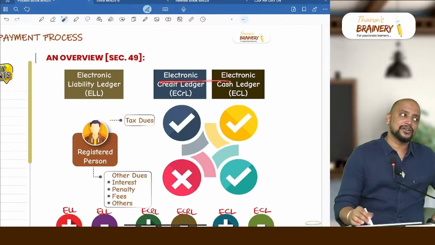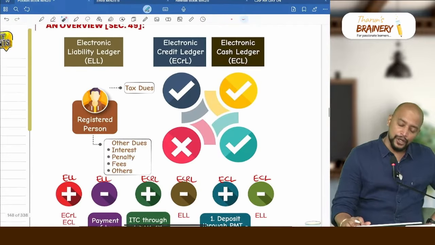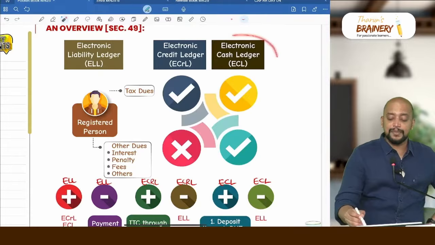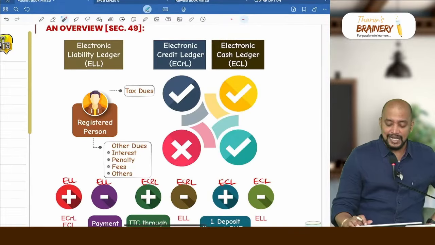Can the balance in the electronic credit ledger be used for payment of tax dues as well as other dues? No. The balance in the credit ledger can be used only for payment of tax dues. But the balance in the cash ledger can be used for payment of tax dues as well as other dues.